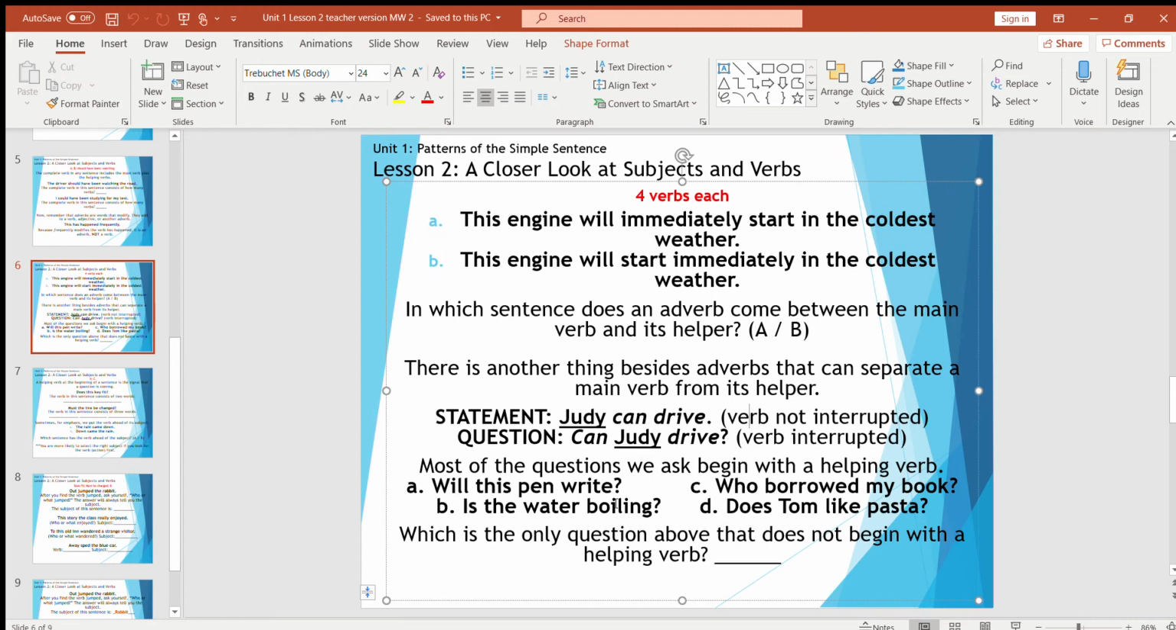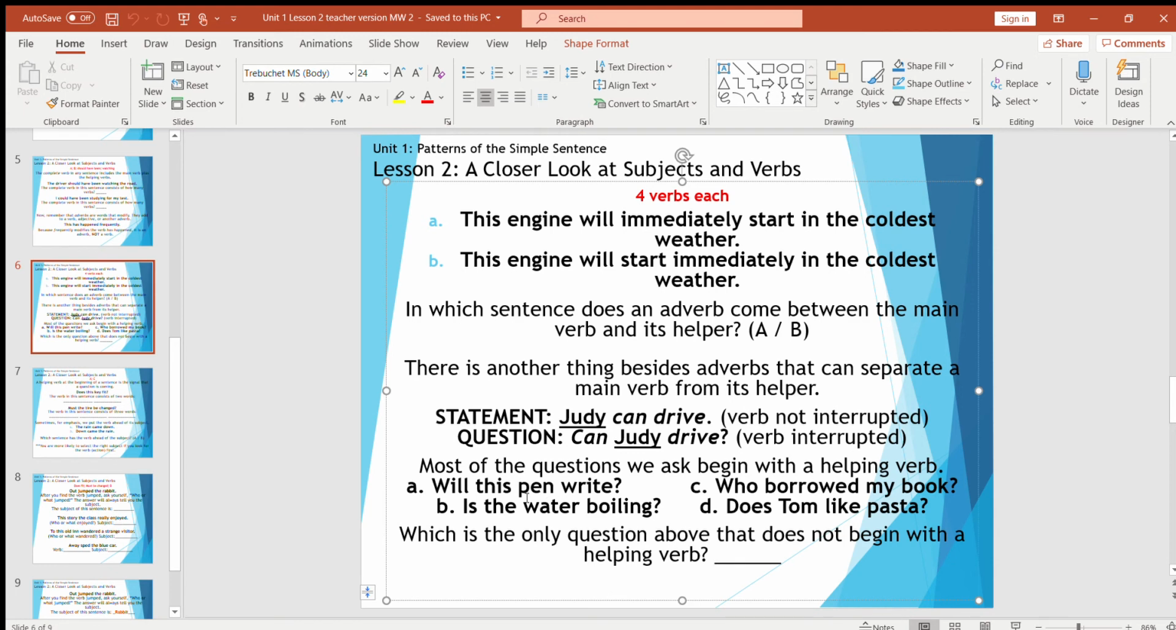Will this pen write? Is the water boiling? Who borrowed my book? Does Tom like pasta? Of those four, the only one that does not begin with a helping verb. We got to figure out which one that is, okay? So one way you can try to figure out which one doesn't start with a helping verb is to phrase these questions as statements. Like, this pen will write.